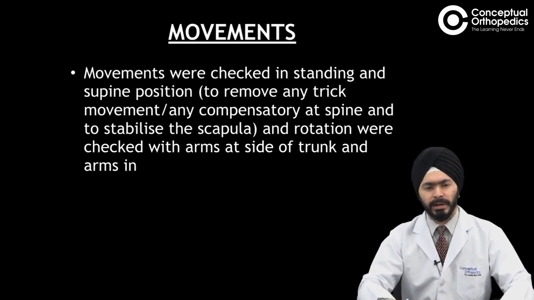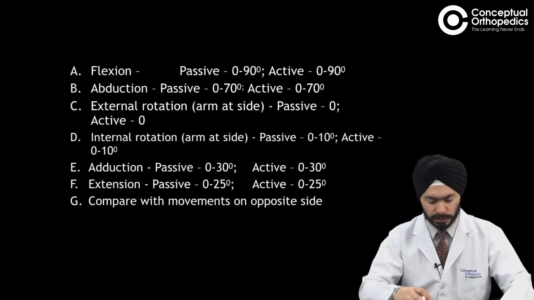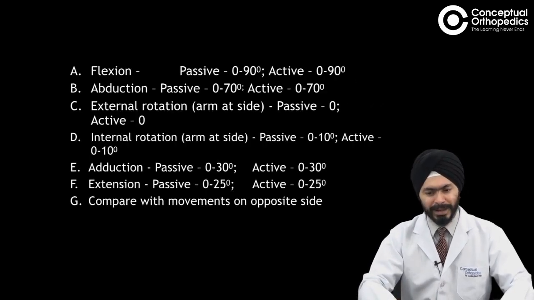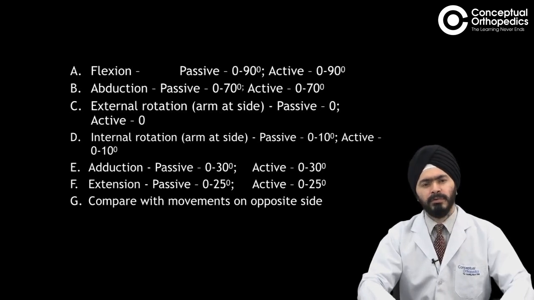So movements you have to check in sitting and supine position, and with the arms at the sides and at 90 degrees, specifically 90 degree abduction for the rotations. So in a patient with neglected posterior dislocation, the most specific finding would be complete loss of external rotation, which is termed as locked in internal rotation.